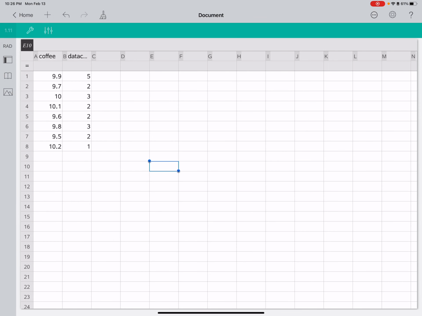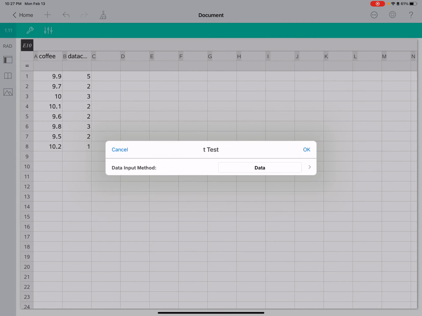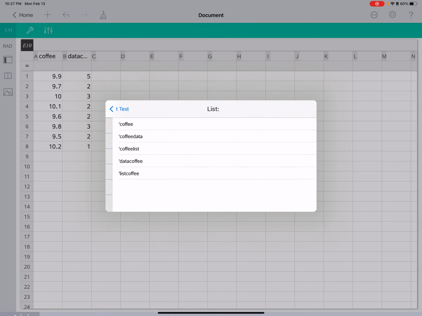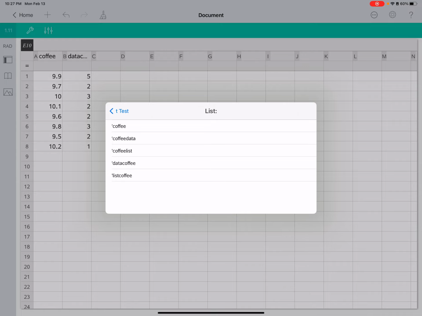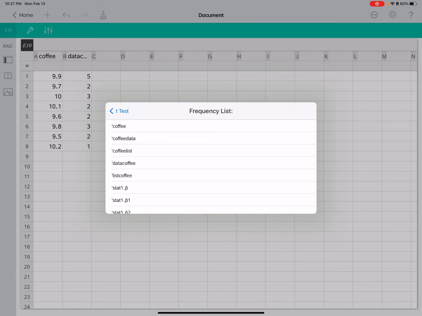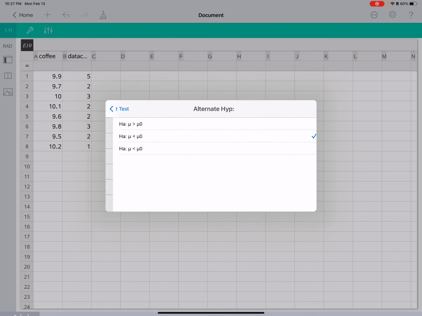So it's going to go menu, stat, test, t-test, and I have data, so I'm going to use my data. If I didn't, I could go to statistics and I would just put it in. But I have a list of data, so I'm going to use my list of data. My mu naught, that's the H0 mu, is 10. My list, I called it coffee. And then because I did a frequency list, I have to go to that and go to data coffee. And I used a less than.